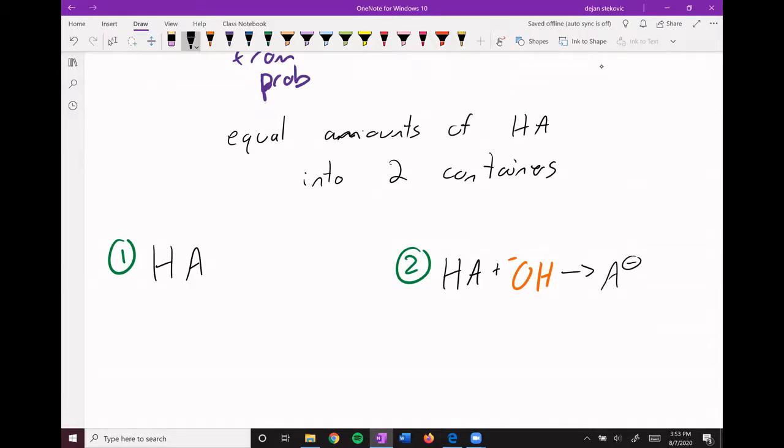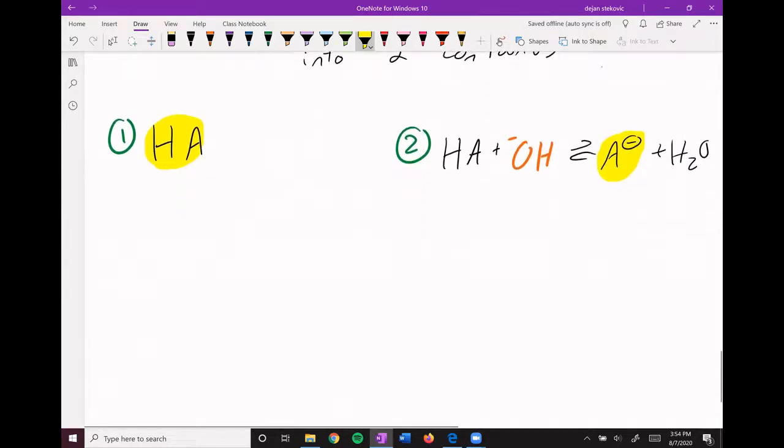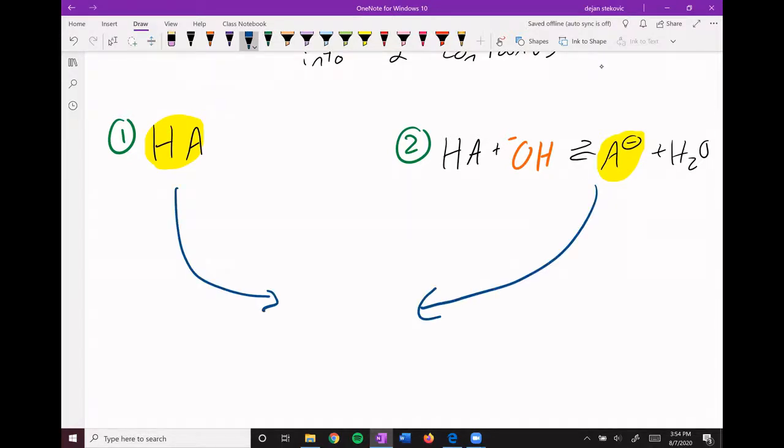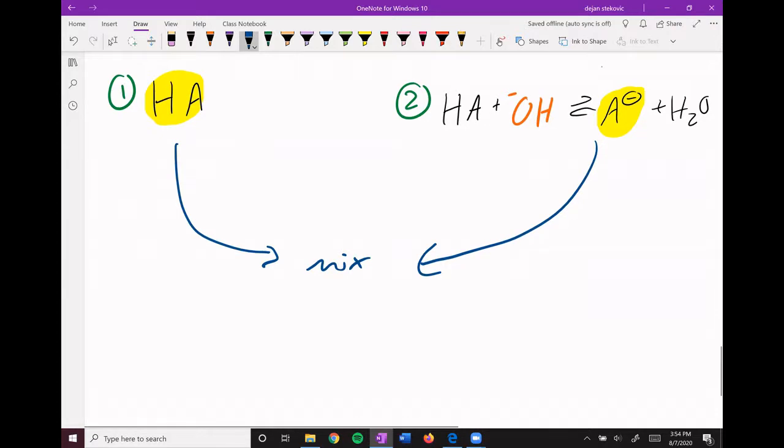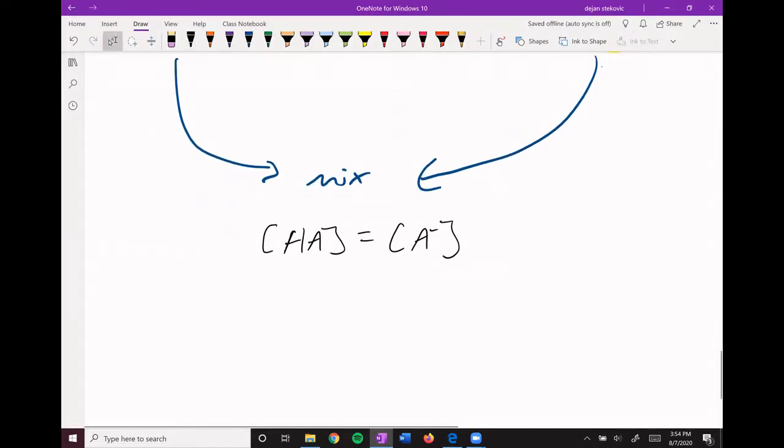And then we'll convert pretty much all of our weak acid into its conjugate base, right? So we're pretty much going to have all conjugate base in solution 2 and pretty much all HA in solution 1, right? It's not exactly all, because if you think about the equilibria, but it works out in the end. And so after that, we're going to mix these two solutions, right? And so when we mix these two solutions, we're going to have equal concentrations of HA and A minus, right? They're going to be equal to one another.